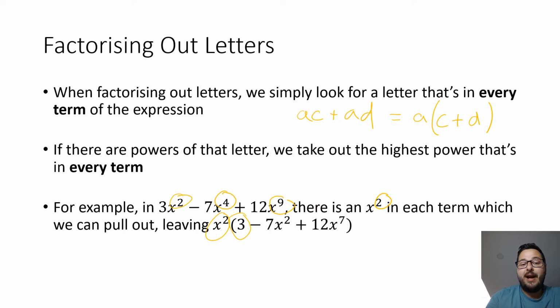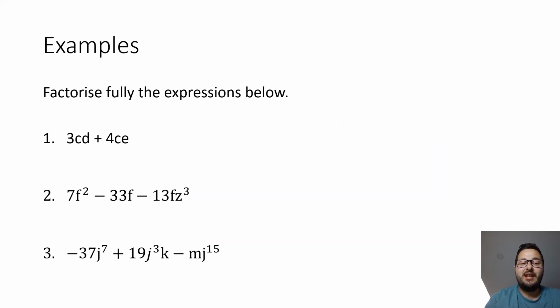And then using your power rules, 7x to the 4 divided by x squared is 7x squared, and then 12x to the 9 divided by x squared is 12x to the power 7. Okay, there are other videos on power rules dividing by powers, so check that out if you're not confident with those. Alright then, so let's just practice a few more where we're pulling out some letters. Again, pause the video and have a go, otherwise we'll do it together.